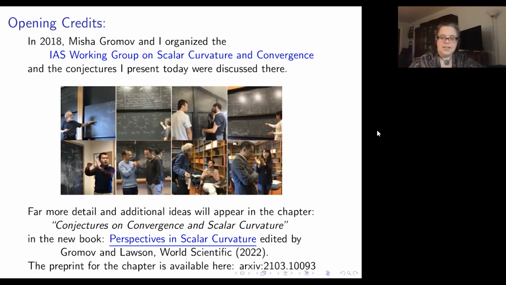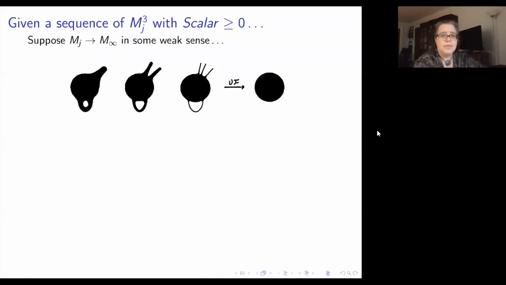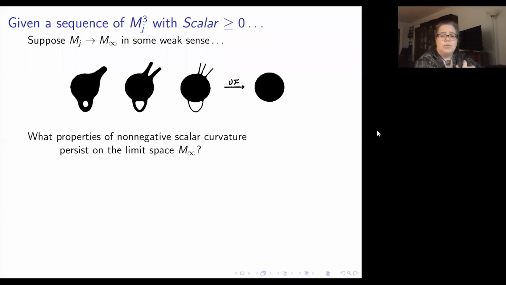So just one new set of ideas to discuss here, about convergence. Suppose you have a sequence of three-dimensional Riemannian manifolds with scalar curvature greater than or equal to 0. Just for the sake of the talk, I'll stick to non-negative scalar curvature to keep things simple. Suppose you have M_j converging to some M_infinity in some weak sense, and the pictures could look something like this. Then what properties of non-negative scalar curvature persist on the limit space M_infinity?